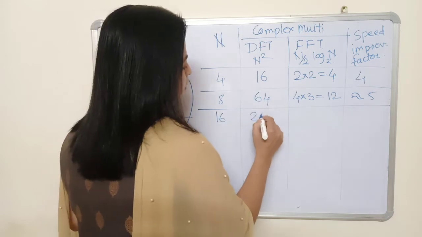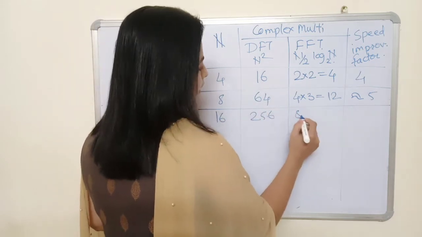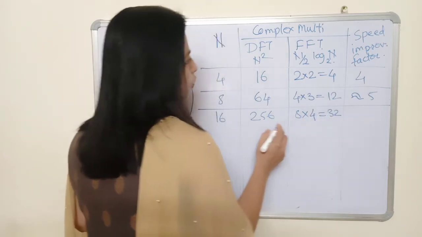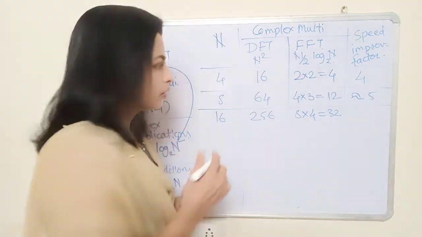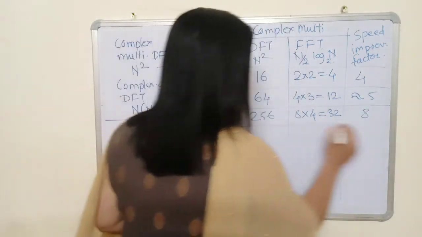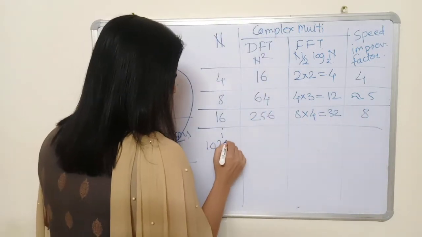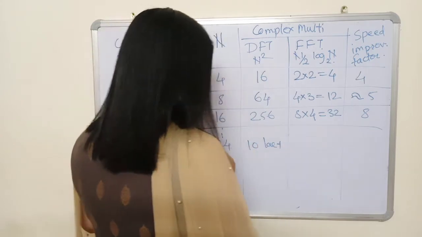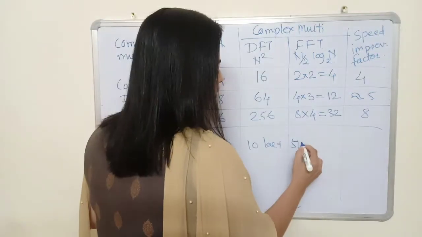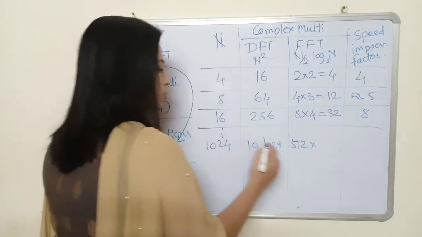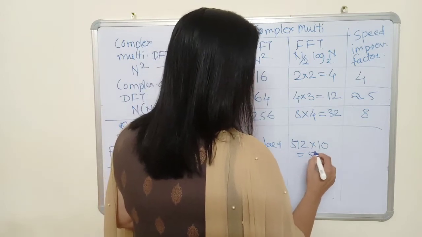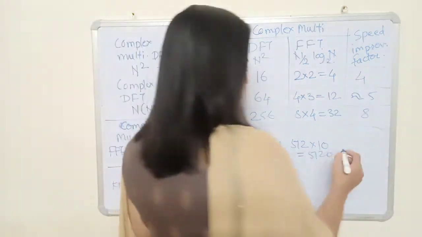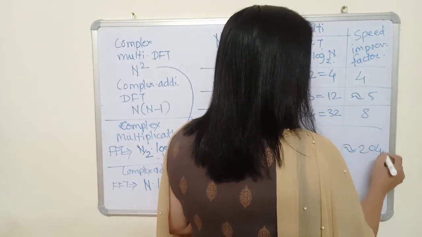For 16, 16 squared is 256, and 16 by 2 is 8 into the number of stages 4, which is 32, so it is near about 8. Now we'll go to a large number of point calculation. We've seen that this is 10 lakh plus, and 1024 by 2 is 512 into the number of stages, 2 raised to 10, so it will be 10. So it is 5120. So we take the ratio of 10 lakh to this 5000, so it is near about 204.